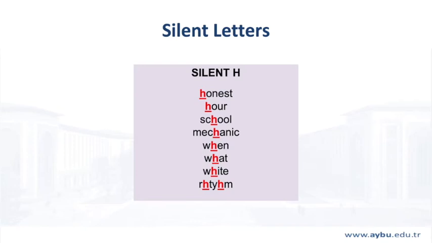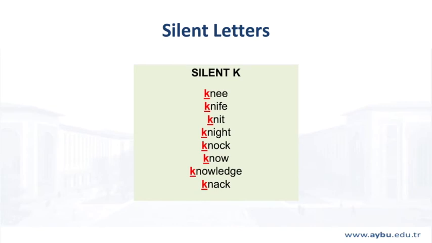And now silent K. In all these examples, as you can see, K gets silent before the consonant N. So the way we pronounce these words should be knee, knife, knit, night, knock, know, knowledge, knack.